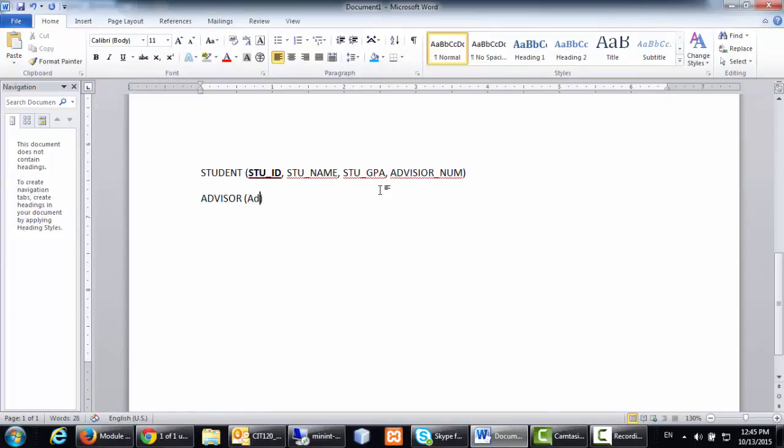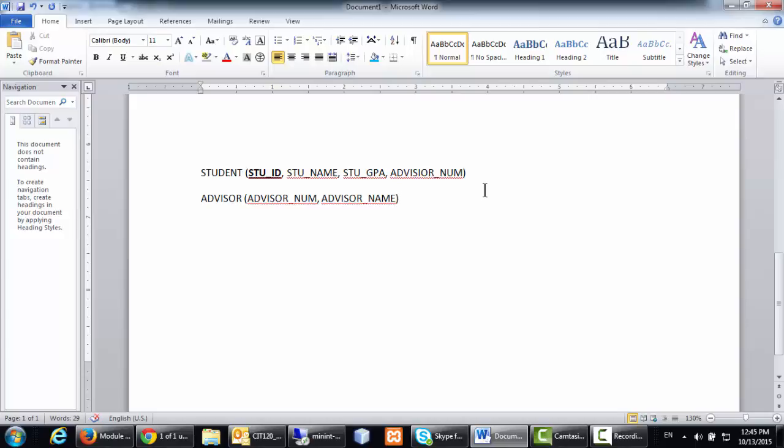Advisor, all uppercase, and name. And in this advisor table, which is the primary key? You can figure that out, right? And which is the foreign key? You can figure that out by yourself, right? And you need to note the primary key and foreign key for your tables.